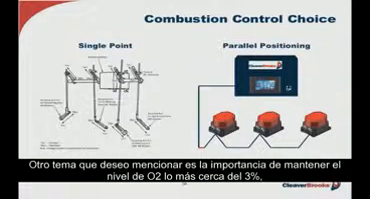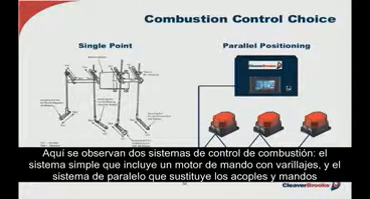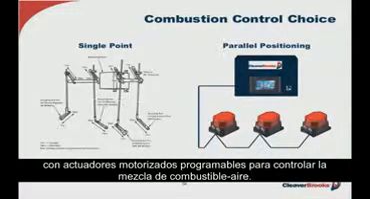The other thing I wanted to mention here with respect to holding O2 levels as close to 3% as possible is the repeatability of the combustion control system and its ability to hold this level as the firing rate modulates throughout the course of the day or the weeks or the months. Now on the screen you see two combustion control systems. The single point, including a single motor drive and a combination of linkages and rods, and then the parallel positioning system, which replaces the linkages and drives with programmable motorized actuators for controlling the fuel-air mix.